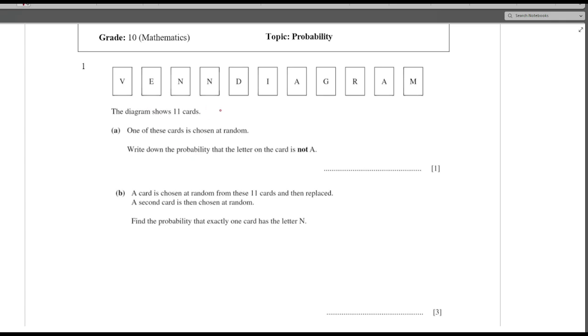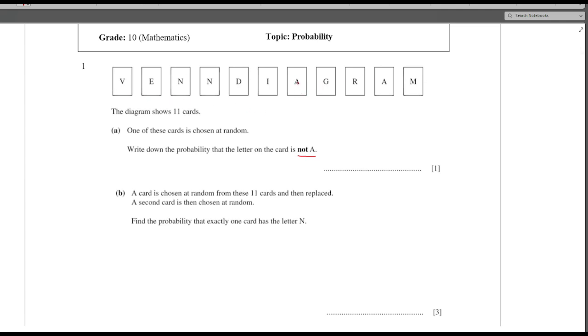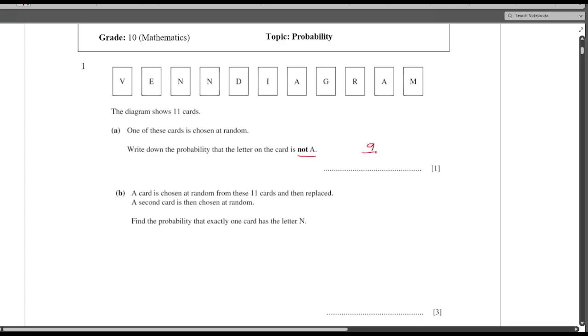The diagram shows 11 cards. One of these cards is chosen at random. Write down the probability that the letter on the card is not A. Okay, so the word "not A" is important. There are a total of 11 cards. Here I can see that two cards are labeled as A. So the cards which are not labeled as A will be 9 in number, and therefore the probability that the card is not A will be 9 divided by 11.